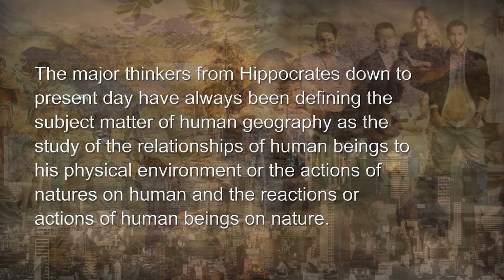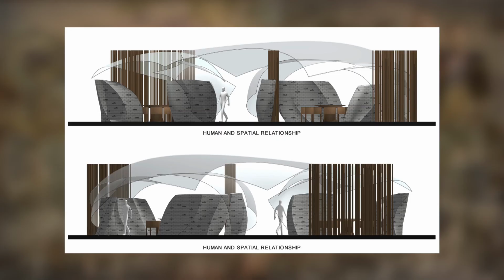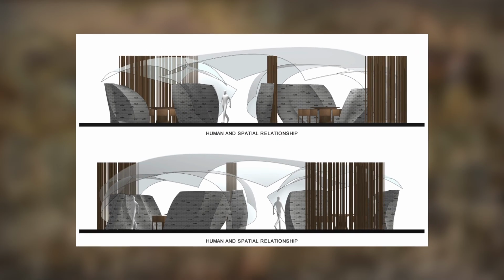The ultimate nature of human geography is still a vexed question, and even present-day human geographers take widely different views. The major thinkers from Hippocrates down to the present day have always been defining the subject matter of human geography as the study of the relationships of human beings to their physical environment, or the actions of nature on humans and the reactions or the actions of human beings on nature. Spatial relationships are at the heart of geography.